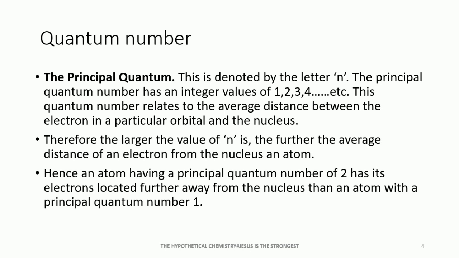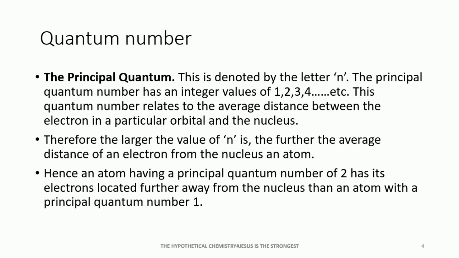Therefore, the larger the value of n, the further the average distance of an electron from the nucleus of an atom. Hence, an atom having a principal quantum number of 2 has its electron located further away from the nucleus than an atom with a principal quantum number 1.